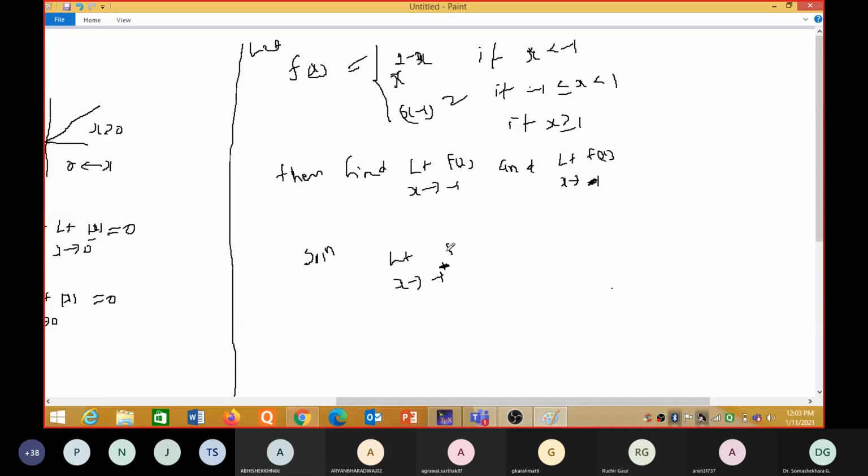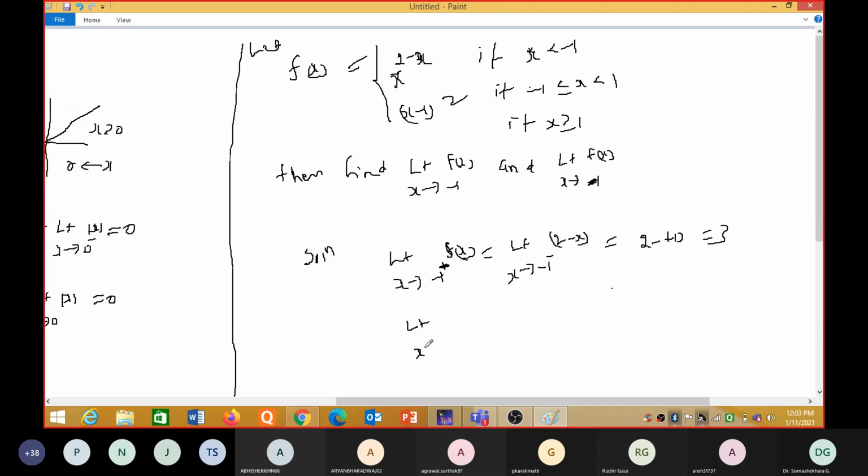Our function f of x is 2 minus x in this case. Limit as x tends to minus 1, left hand limit, you write minus on the top. It is 2 minus x. So put x equal to minus 1. It is 2 minus of minus 1, so it is 3. Okay, this is the left hand limit, which is 3. What is the right hand limit?